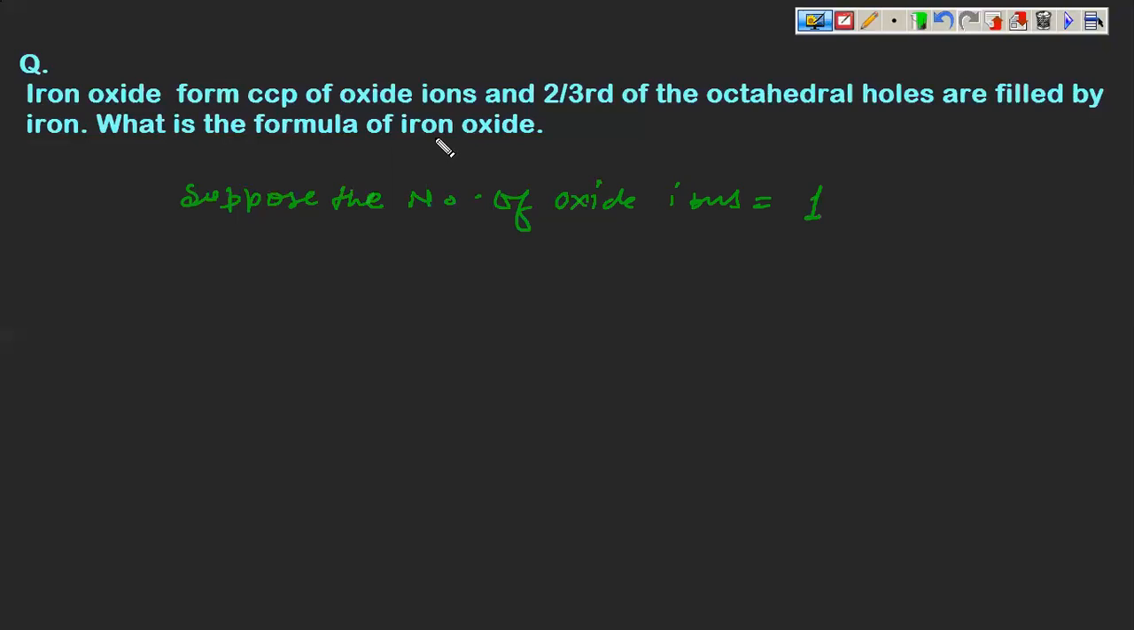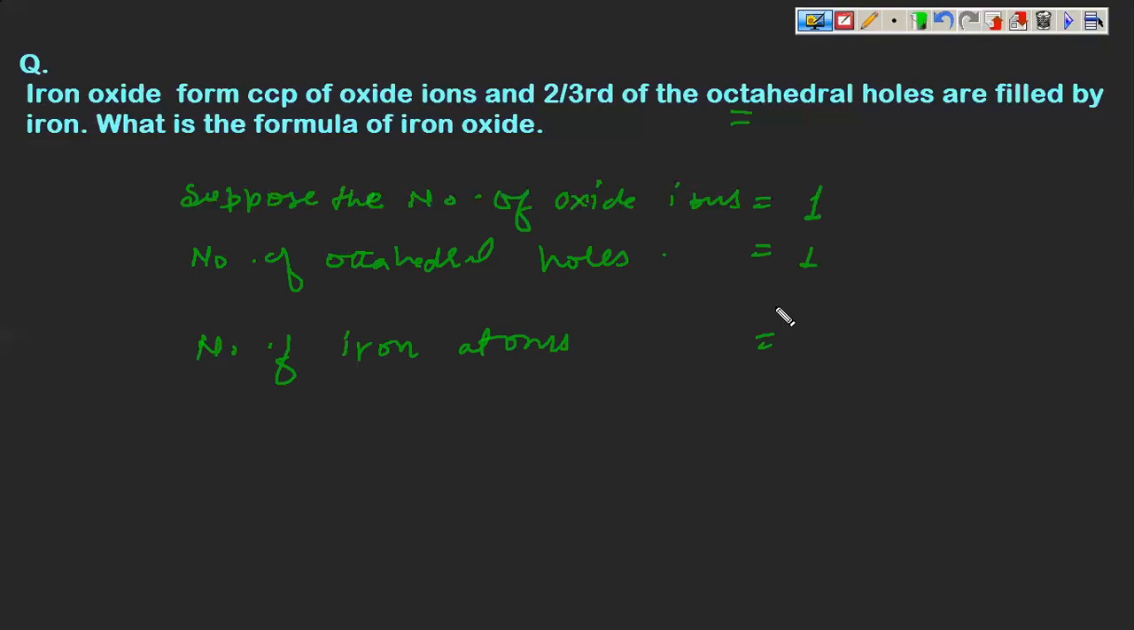In the same way, here they have discussed the octahedral holes. The number of octahedral holes is just the same as the number of spheres. So if the number of spheres is 1, the number of octahedral holes will be the same, equal to 1. Now we have to calculate the number of oxide ions, or the number of iron atoms or iron ions.